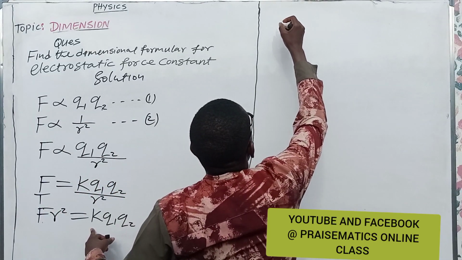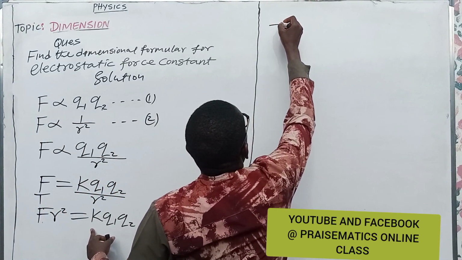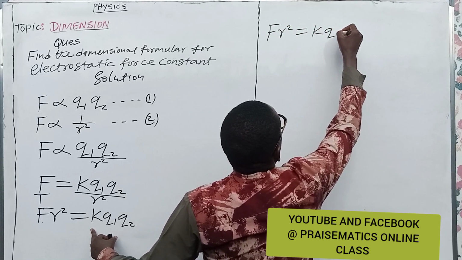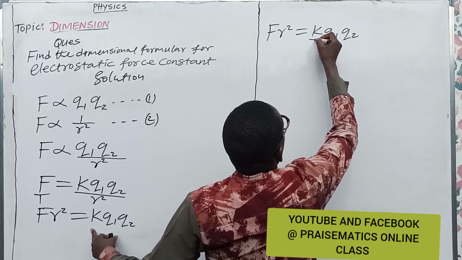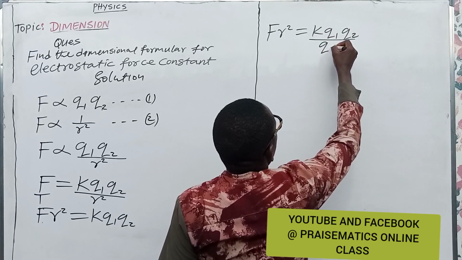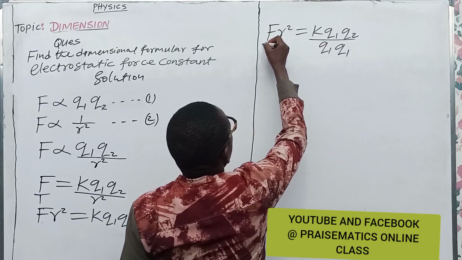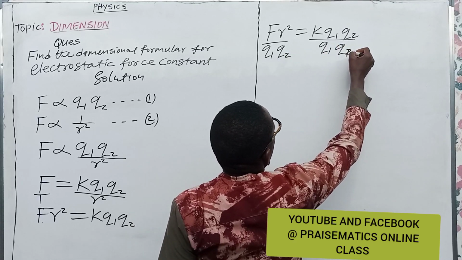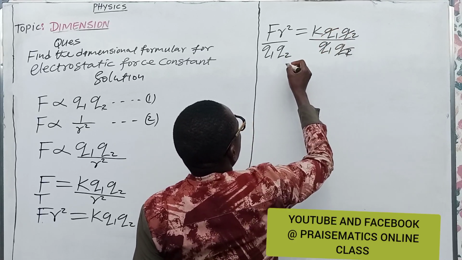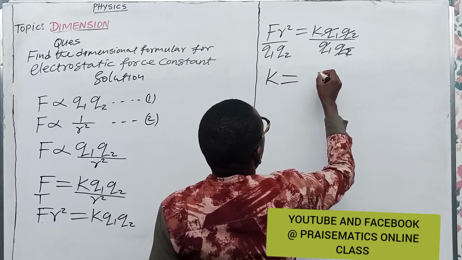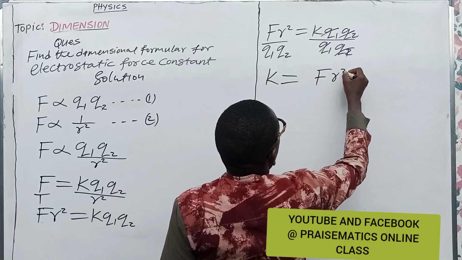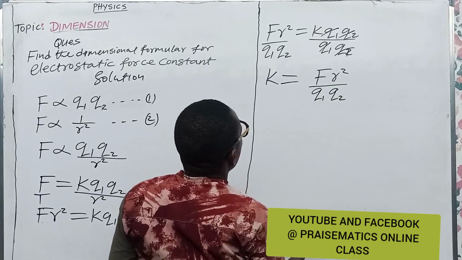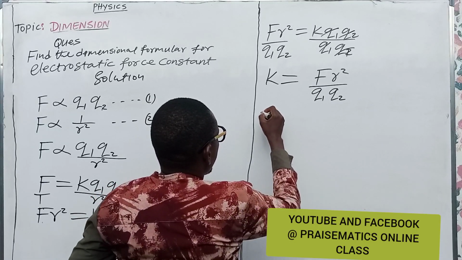Now what do we have here? Divide both sides by the coefficient of k. We have that F r square is equal to k multiplied by q1 multiplied by q2, and we are looking for k. Divide both sides by the coefficient of k, which is q1 q2. So this will cancel, this will cancel. k, the force constant, is equal to force times r square all over charge 1 charge 2.